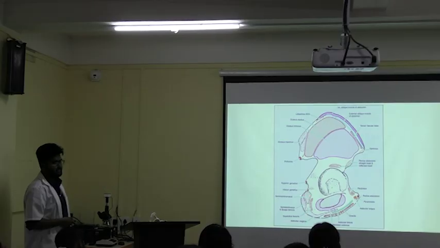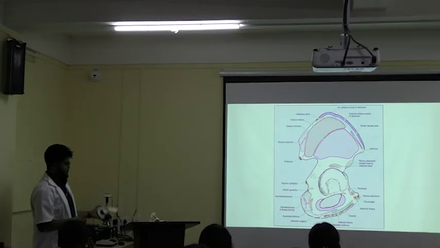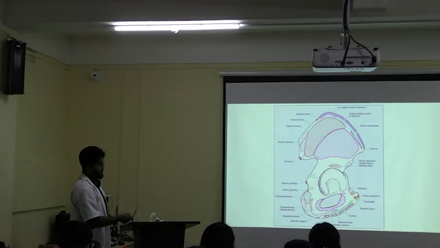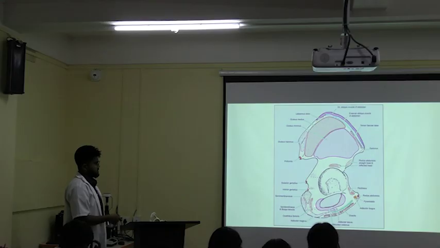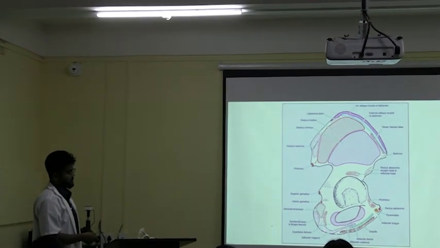The semimembranosus muscle is attached here. And below it, semitendinosus and biceps femoris muscles are attached together, and this is called adductor magnus. Here the adductor magnus muscle is attached.